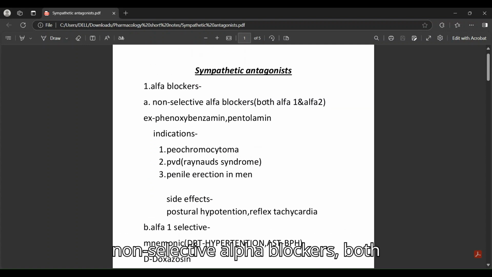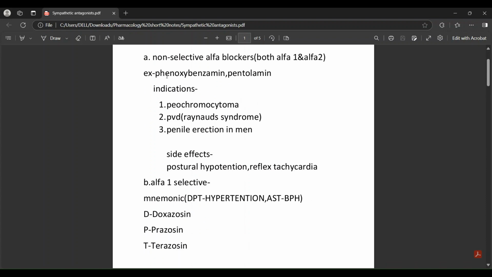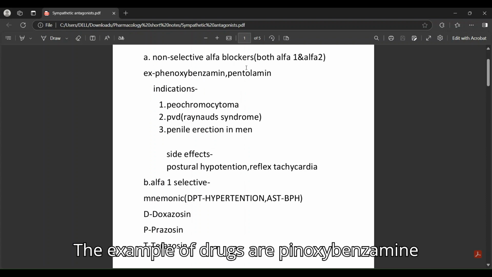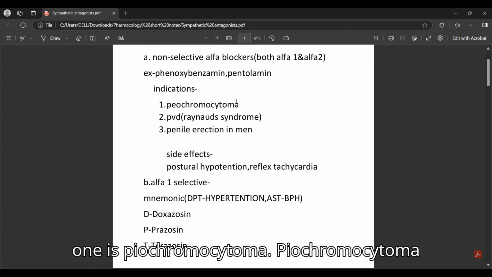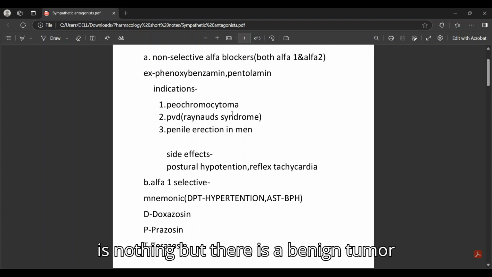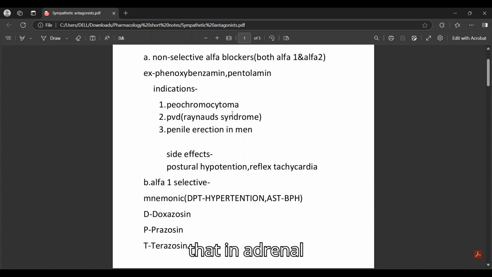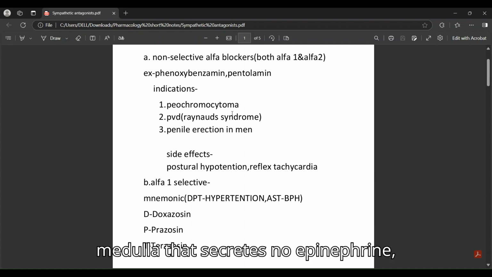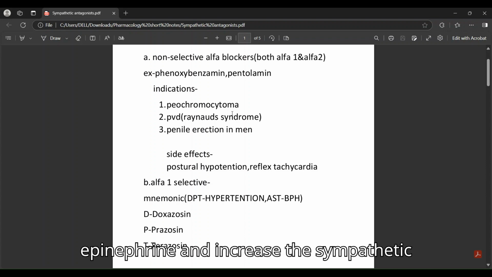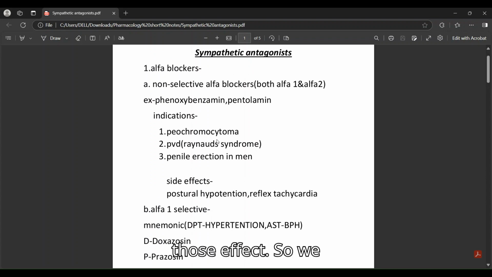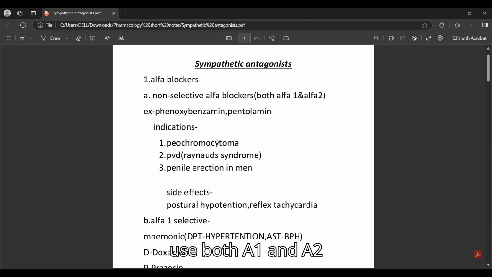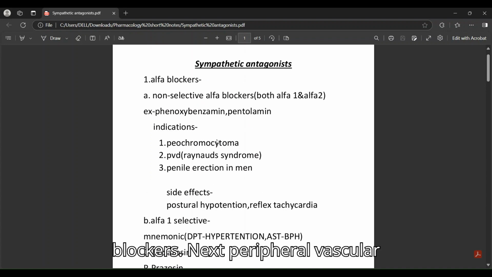In the non-selective alpha blockers, both alpha 1 and alpha 2 are affected. Examples of drugs are phenoxybenzamine and phentolamine. The first indication is pheochromocytoma. Pheochromocytoma is a benign tumor in the adrenal medulla that secretes epinephrine and increases the sympathetic flow in the body. So we have to block those effects. So we use both alpha 1 and alpha 2 blockers.